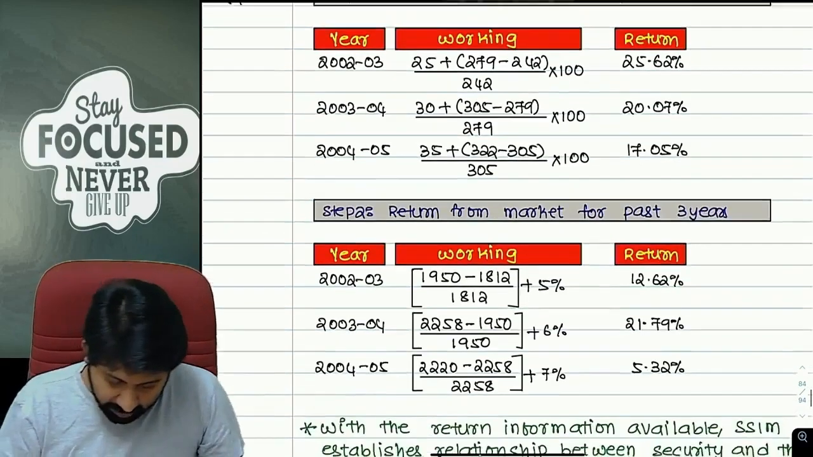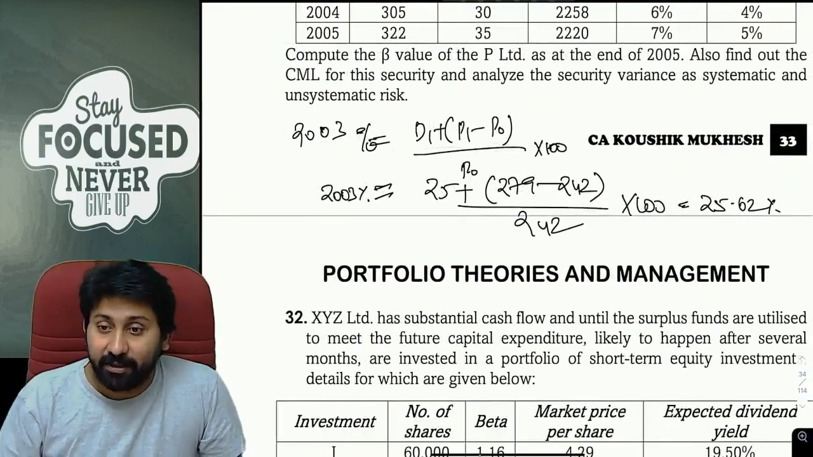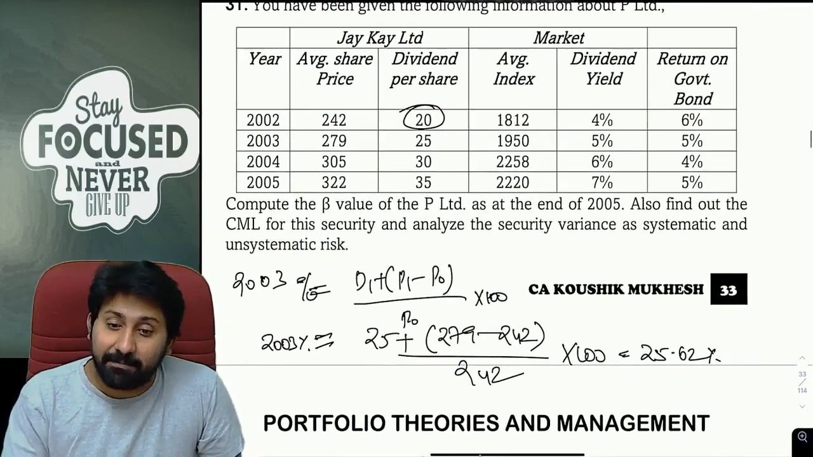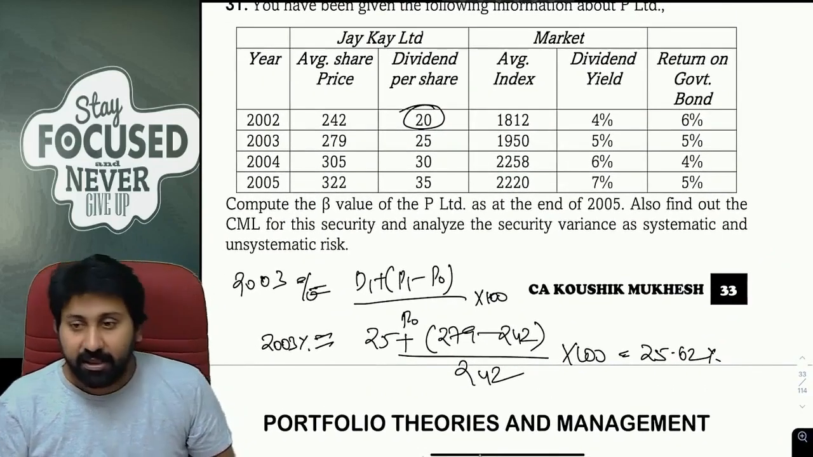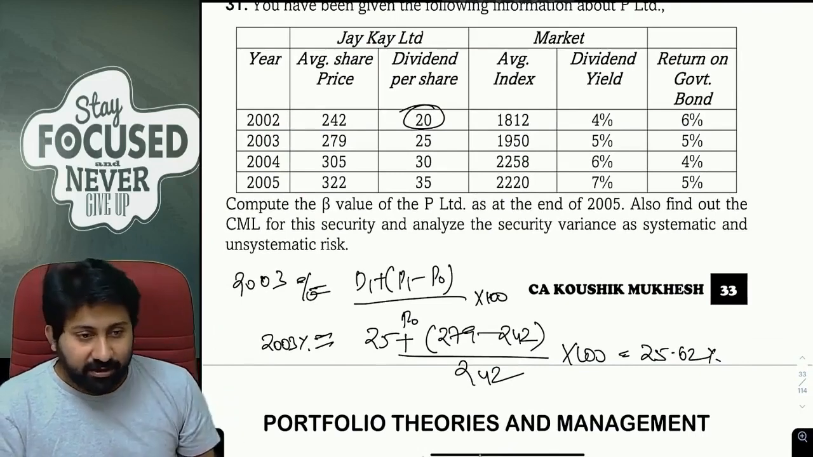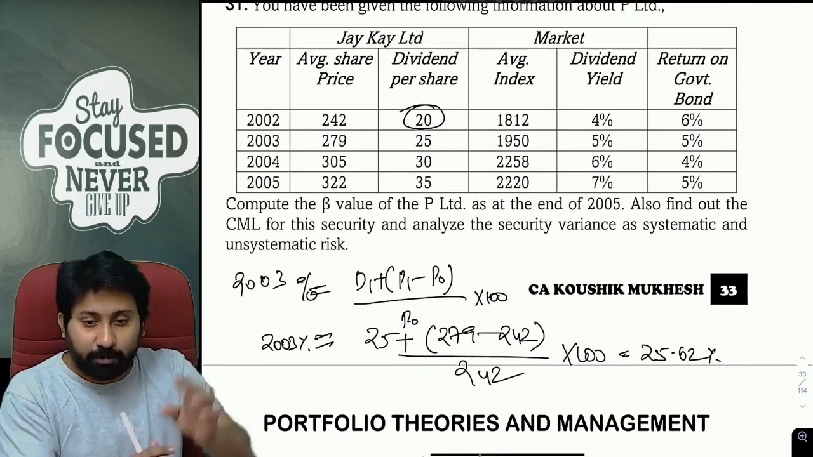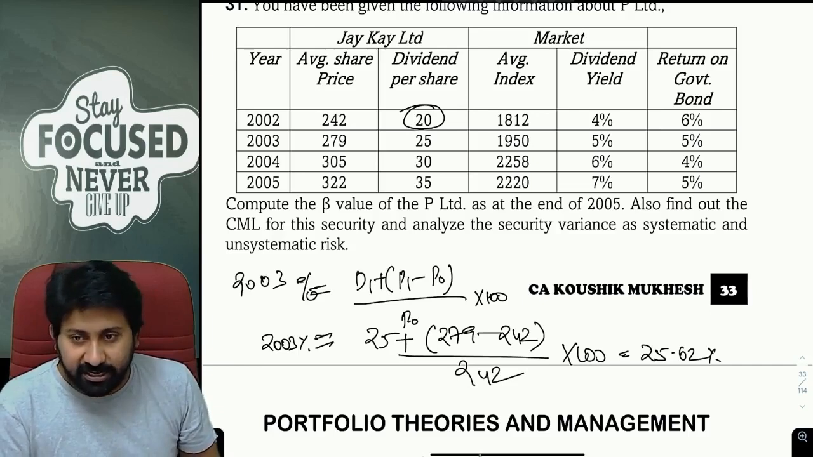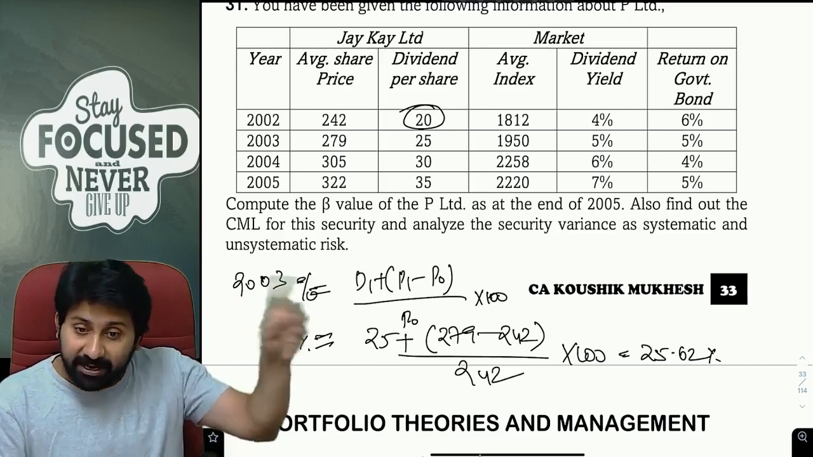Next, like the security, we should also calculate the return given by the market. When you calculate, the market will be represented by index points. Market will be represented by what? Index points. I already told you in the capital asset pricing model.